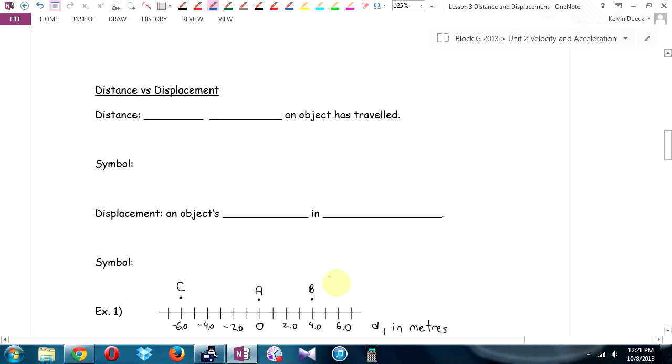So, distance versus displacement. Distance is just how far an object has traveled. Symbol? D is actually wrong. I'm going to give you the correct symbol. Then we're going to cross it out, and I'll tell you why we don't use it unless we're in Britain, but it is the correct symbol. Then I'm going to give you the second most correct symbol. I'm going to cross that out, and we're going to settle on D because it's easy to remember.